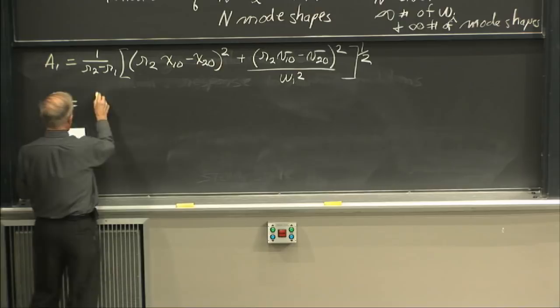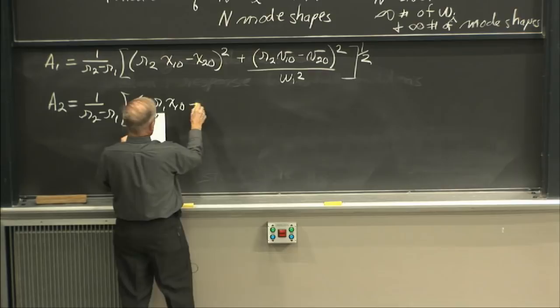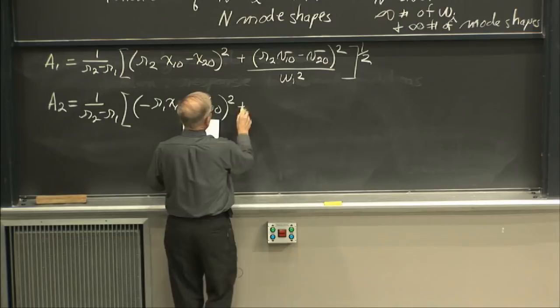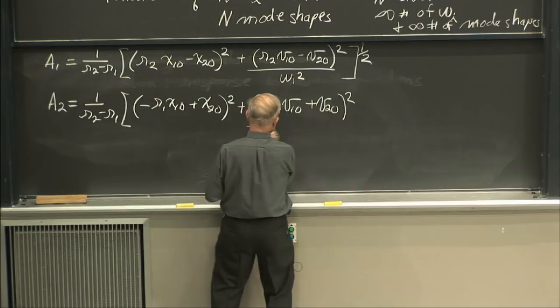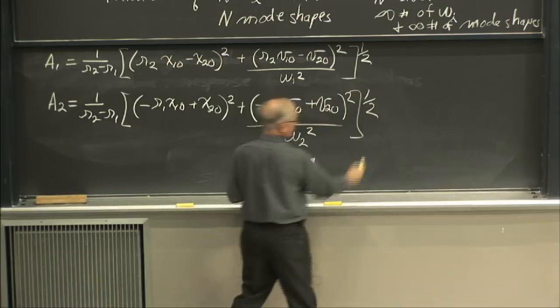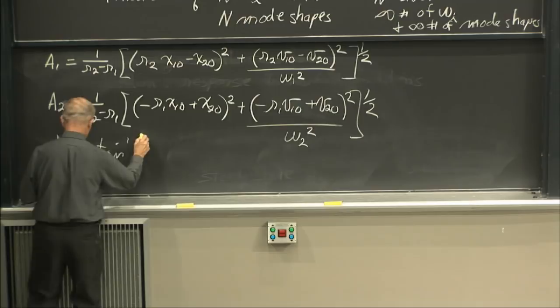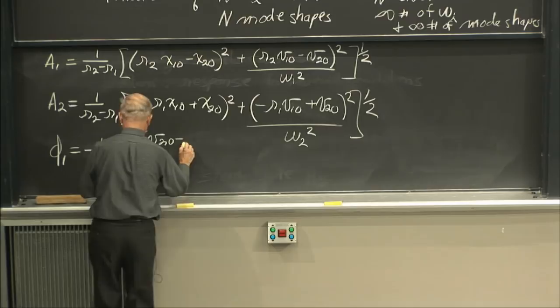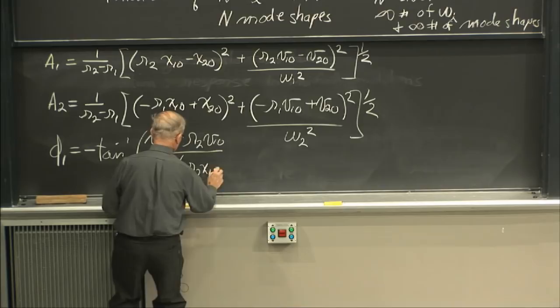A2 has a very similar expression, minus R1 x1 of 0 plus x2 of 0, squared. You'd solve for A2 and phi 1, it's a little simpler, minus tangent inverse of R2 v1 of 0 minus v2 of 0, all over omega 1 times R2 x1 of 0 minus x2 of 0.